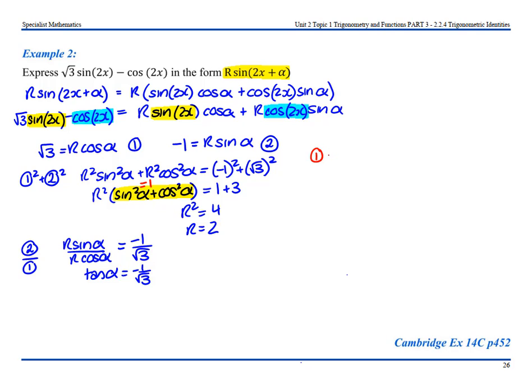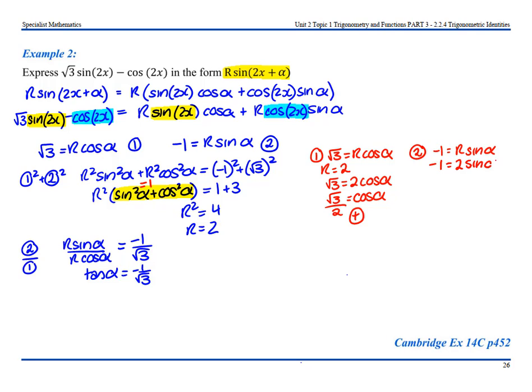Our equation 1 was square root of 3 equals r cos alpha. R is equal to 2. We have root 3 equals 2 cos alpha. So cos alpha equals root 3 on 2. So it's positive. From equation 2, we have -1 equals r sine of alpha. So -1 equals 2 sine of alpha. So -1 over 2 equals sine of alpha. So that's negative. And our tan alpha was also negative. So that means we have to be in our fourth quadrant.